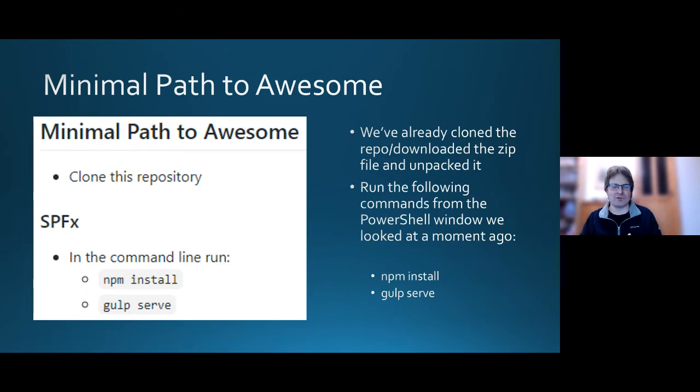So we've already done the first one of those. We've downloaded the source code and unpacked it. We've then just got two commands to install and to run. The first one, npm install, will literally look at this thing that we've got and install all the right bits to actually produce a full solution for us. Gulp serve is then the thing that actually shows us in a web browser what this is going to look like, and by default this will launch the local SharePoint workbench.